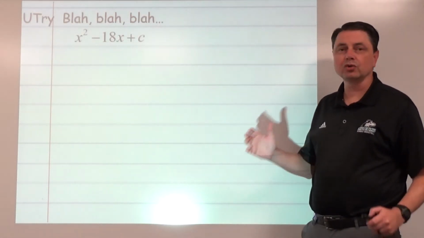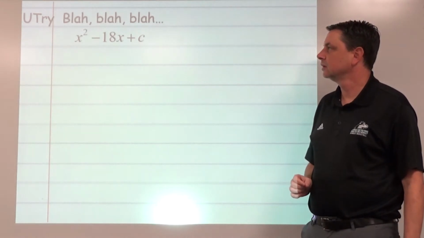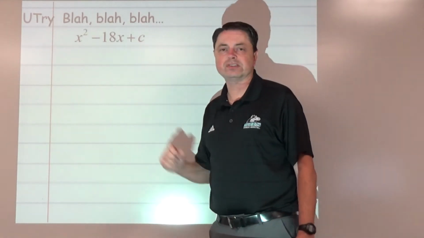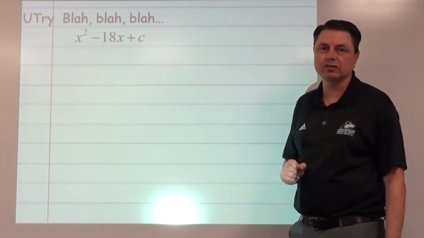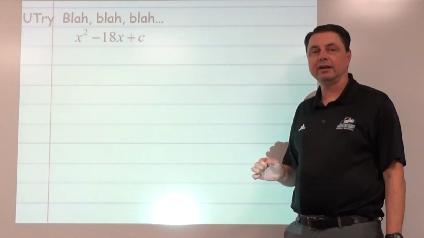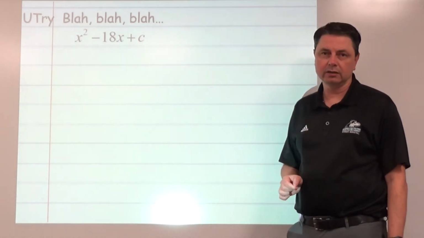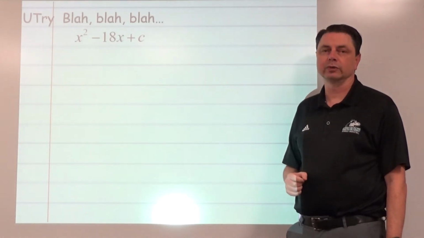All right, go ahead and try this one. Find the value of c that makes the expression a perfect square trinomial. Then write it as a binomial squared. Pause here as you work through.